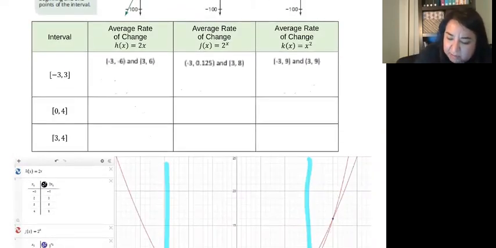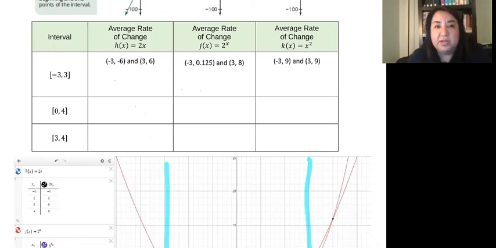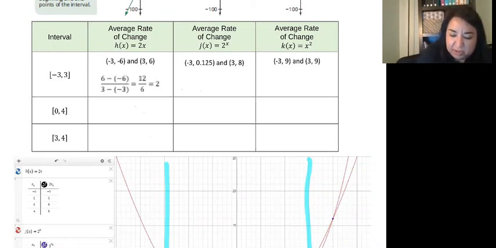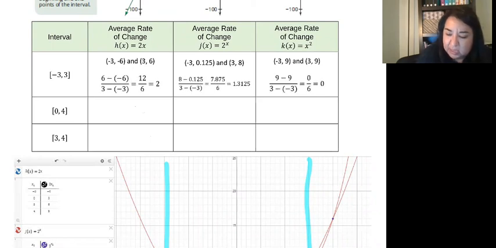First, I need to grab my coordinates at each of those starting and end points of the interval. And then when I calculate, I can see that in fact, the linear function has an average rate of 2, which is greater than the other two functions for that particular interval.